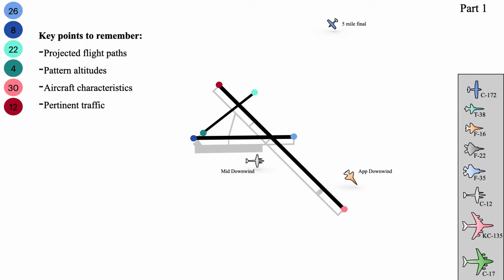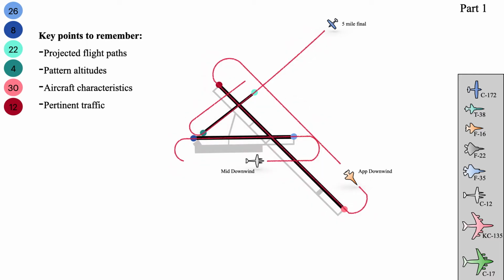Some key points to remember is projected flight paths. You have to be able to see out, visually observe in your mind a picture of where these aircraft are going to be and how long it's going to take them to get there. You have to think about their pattern altitudes.